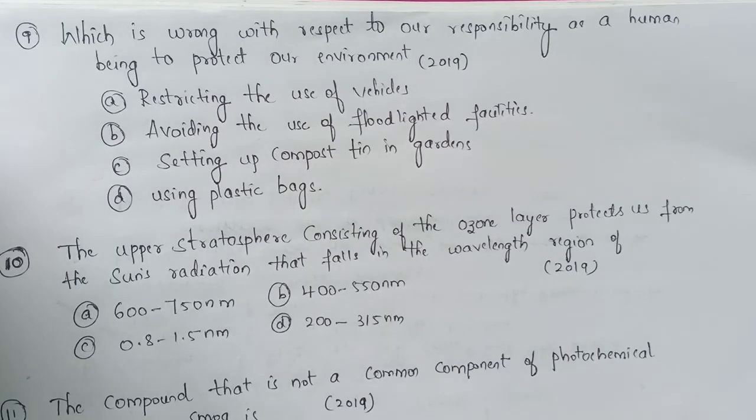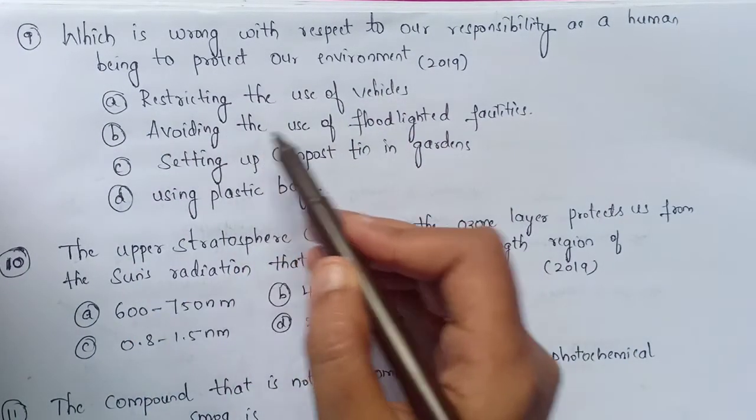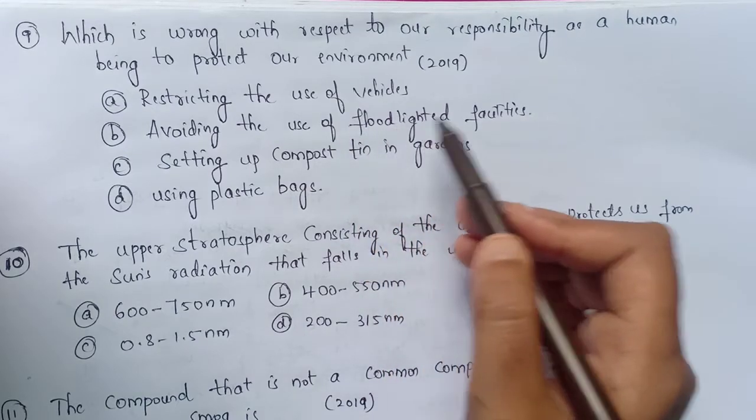Which is wrong with respect to our responsibility as human beings to protect our environment? Option A, restricting the use of vehicles. Option B, avoiding the use of flood-lighted facilities.